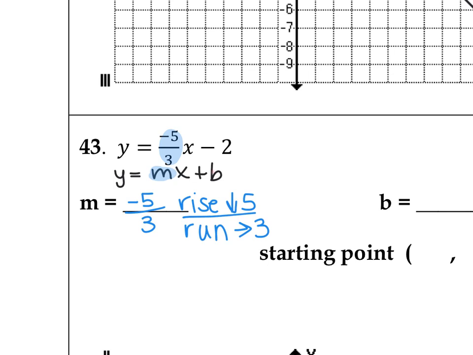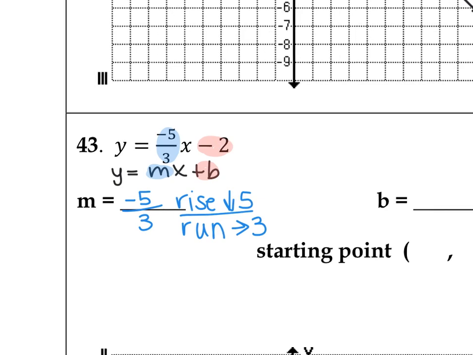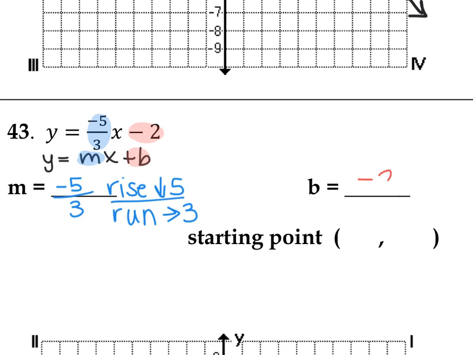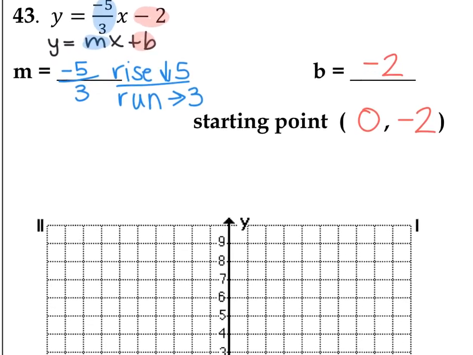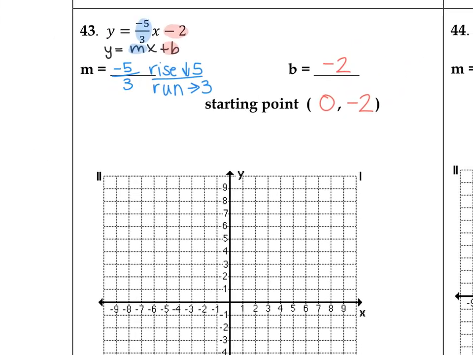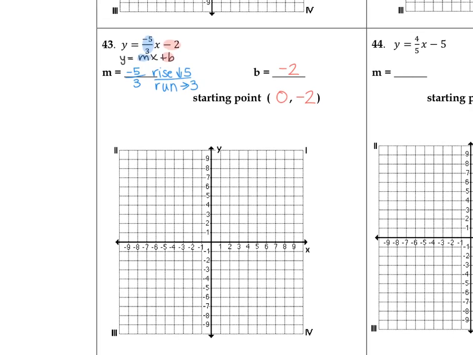Our b is the number added or subtracted at the end. That's a -2. So our b is -2. So our starting point again is (0, -2). So I'm going to start at (0, -2). And then remember my slope is rise -5, so down 5, and then run 3, so to the right 3. Down 5 to the right 3.